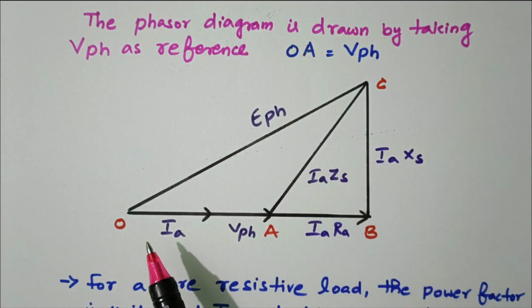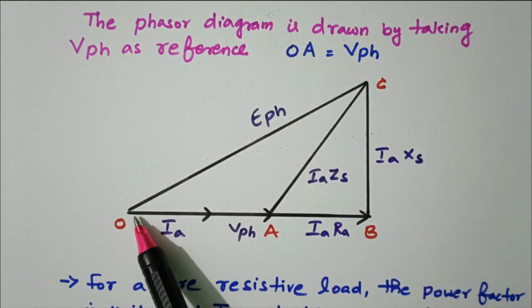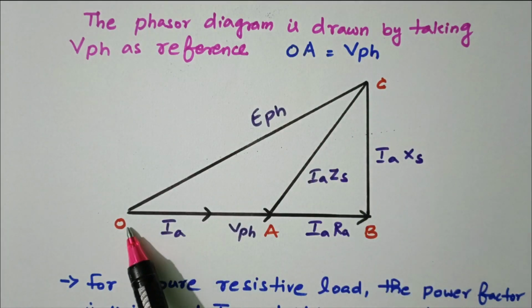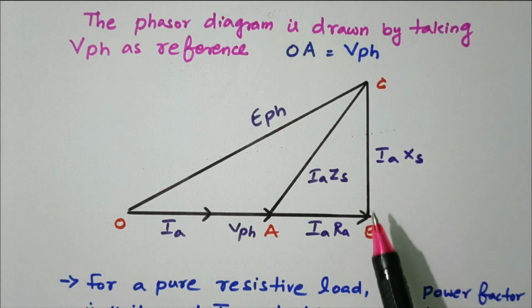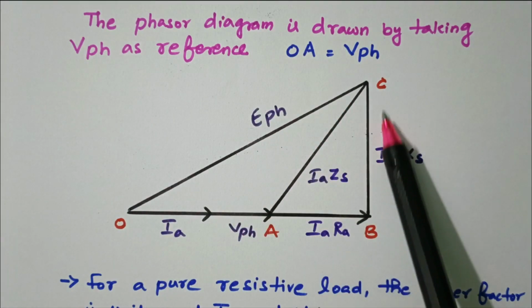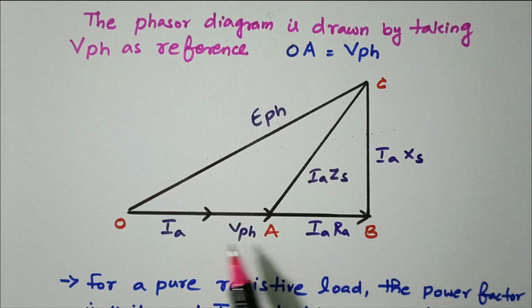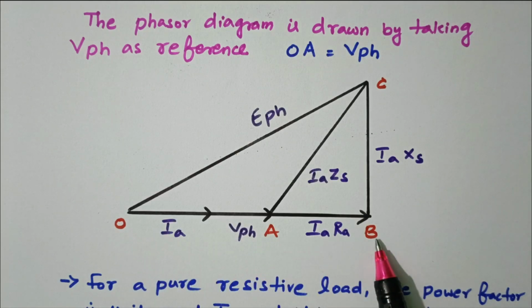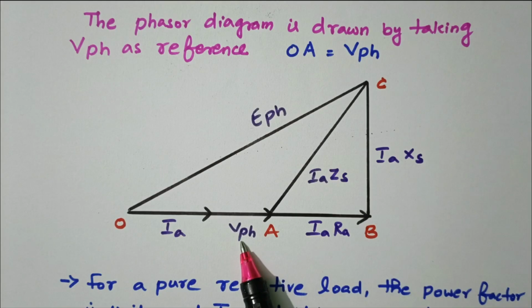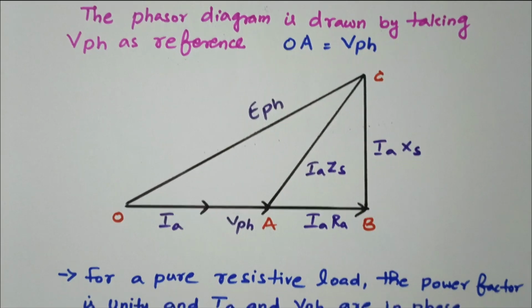Now we refer to the triangle OBC. In the diagram OBC, OC square equals OB square plus BC square. This OC square is nothing but E phase square. BC square is nothing but IAXS square. What about this OB? That can be written as OA plus AB. OA is nothing but V phase. AB is nothing but IARA. So based on that we can write the equation. We will see the equation later. Now we'll see the description one by one.